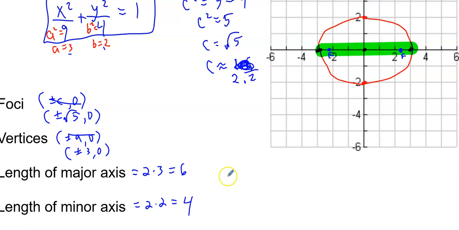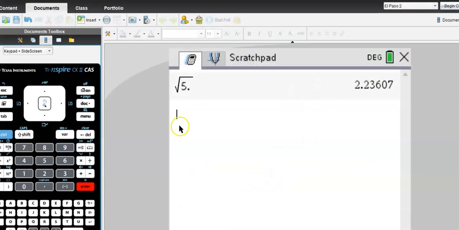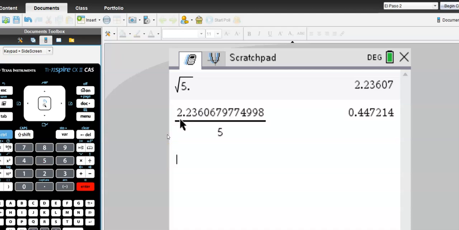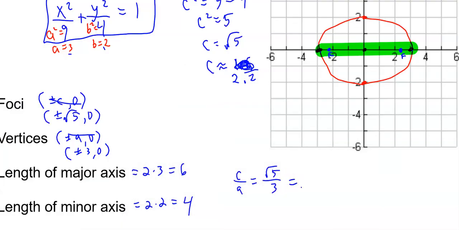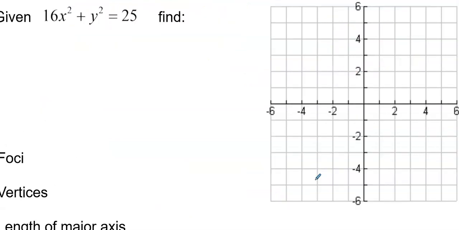And finally, eccentricity is c over a. So c over a would be square root of 5 over a, which is 3. This is the measure of how squished that is. So we could just divide by 5 there, because that's square root of 5, 0.447. So that's equal to 0.447. So it's pretty squished there.